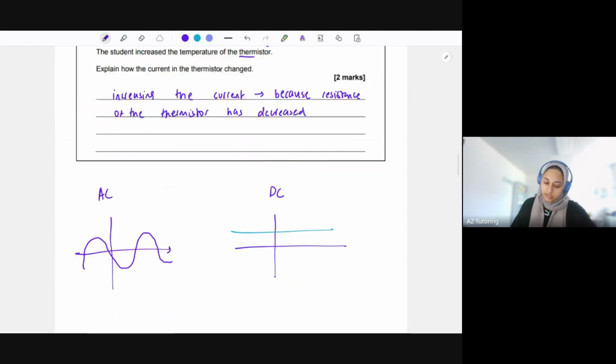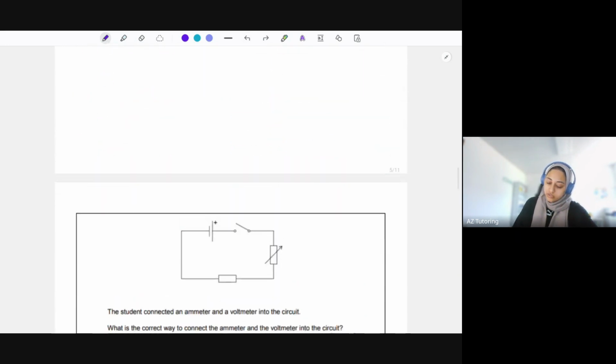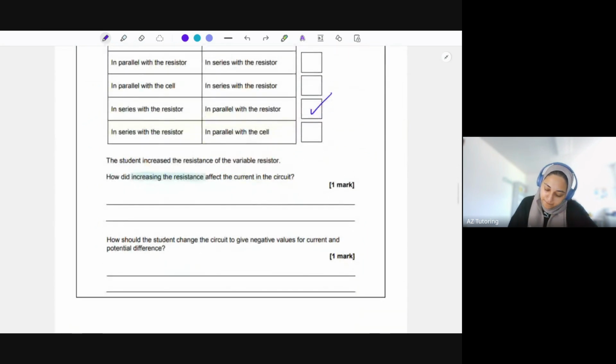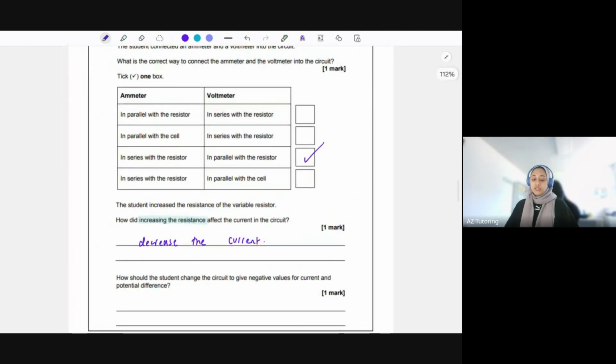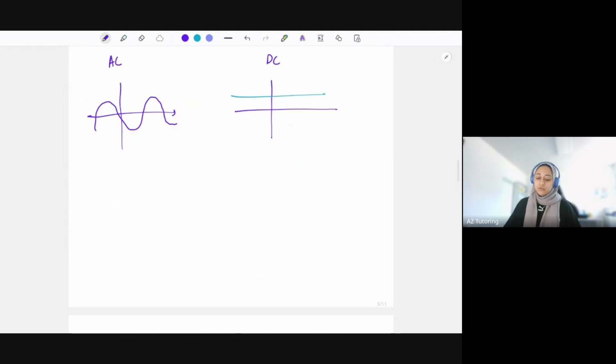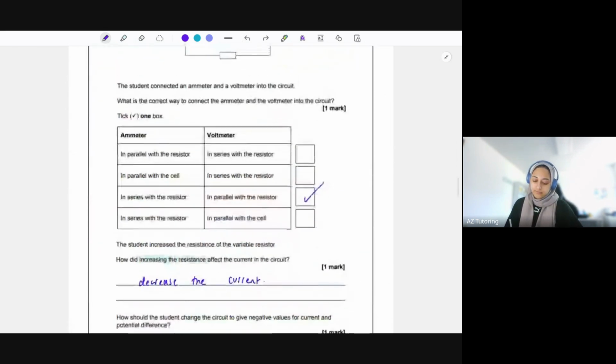So this is really common to come up. What happens when you increase total resistance? You're going to decrease the current. So it's the opposite of each other. So you're going to decrease the current. Okay, remember that's just for the series circuit. In a parallel circuit, that's completely different. It doesn't really have an effect. It says little effect on other branches if that's the case.